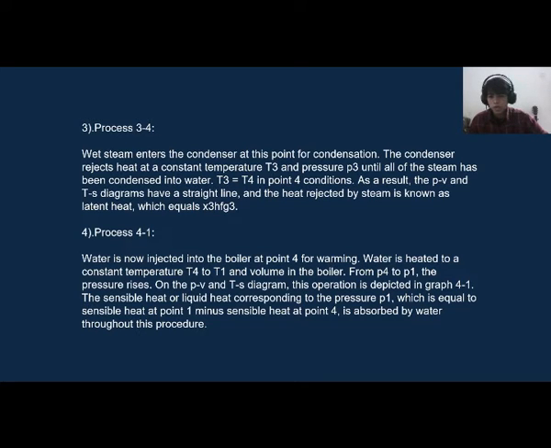Process 4-1. Water is now injected into the boiler at point 4 for warming. Water is heated from T4 to T1, and the pressure in the boiler rises from P4 to P1. On the PV and TS diagram, this operation is depicted in graph 4-1. The sensible heat or liquid heat corresponding to the pressure P1, which equals sensible heat at point 1 minus sensible heat at point 4, is absorbed by water throughout this procedure.